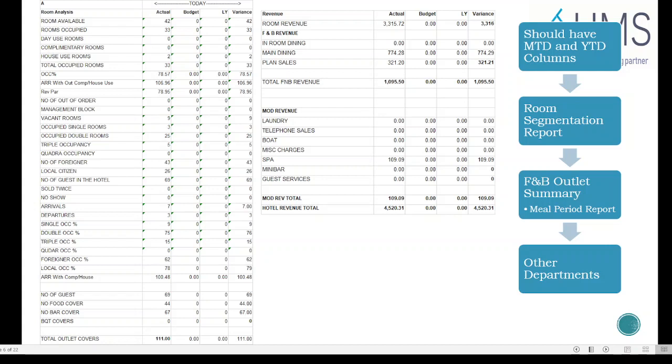Yeah. So if things are okay, then they just issue the reports together with the other revenue reports like room segmentation, outlet summary, meal period, and other departmental reports. Otherwise they have to go and check what is wrong and then fix that aspect, right? A daily revenue report is normally pretty easy.